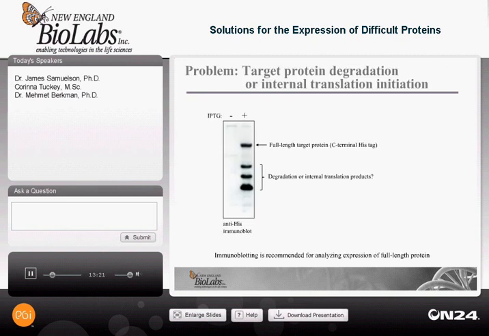The next 2 problems are often difficult to distinguish. When several bands light up on a Western blot, this could mean that the target is subject to proteolysis, or it could also mean that the bands correspond to internal translation products. In this example, since the lower band is so prominent, it appears that the lower band corresponds to an internal translation product.